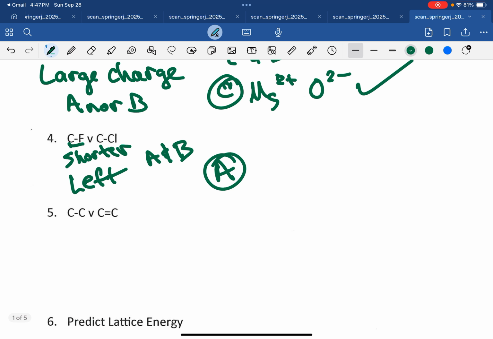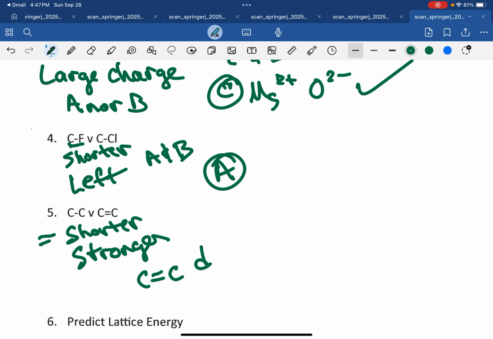Next, we've got a CC single bond versus a CC double bond. Remember, double bonds are shorter and stronger. So the CC double bond should be deep and left. Deep and left for the CC double bond. I'm looking at B as my answer there.